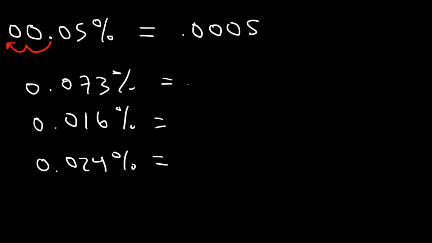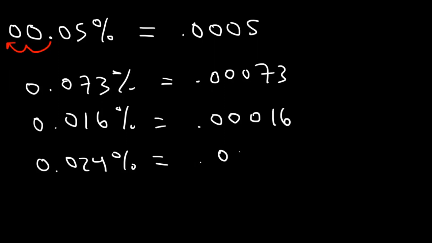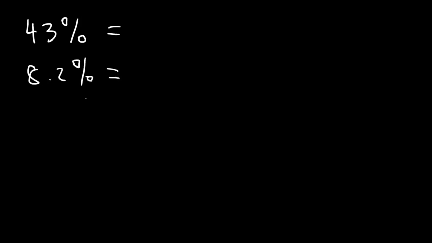So 0.073%. All we got to add is 2 more zeros. It's going to be 0.00073. And 0.016 is going to be 0.00016. And then this is 0.00024. And that's about it. Now let's try a mixed review. Let's see if you got it. So I'm going to give you 6 problems, and I want you to convert each percentage into a decimal. So feel free to pause the video as you work on these examples.